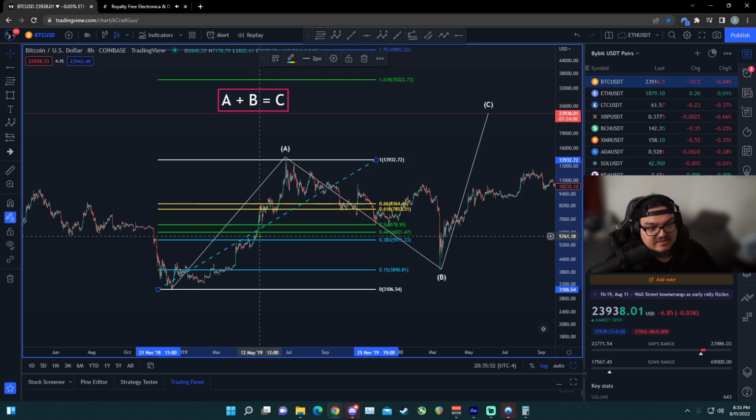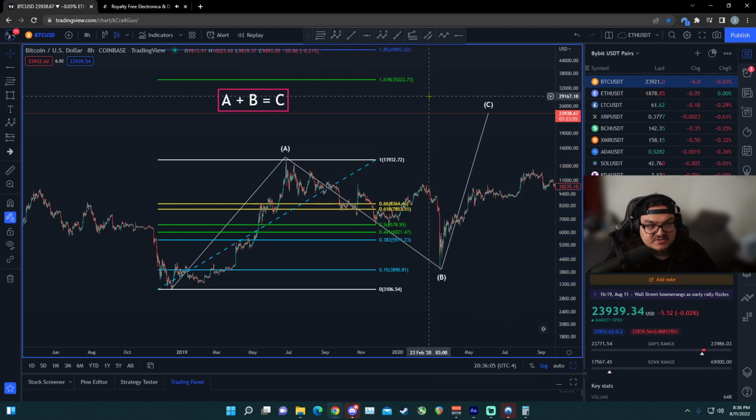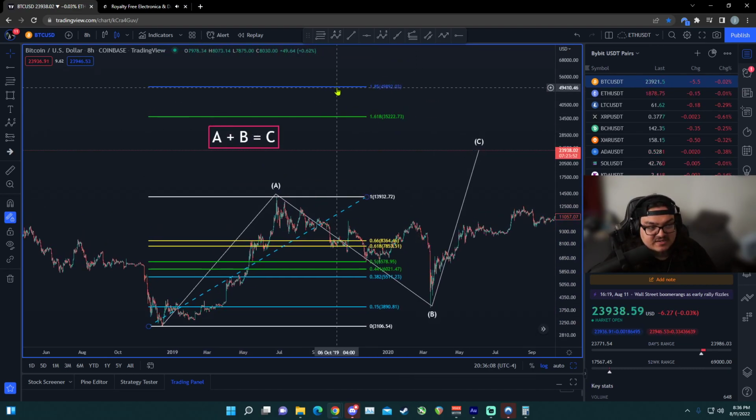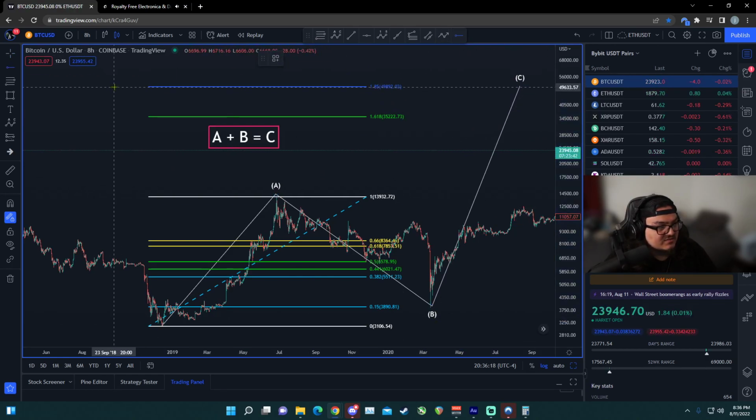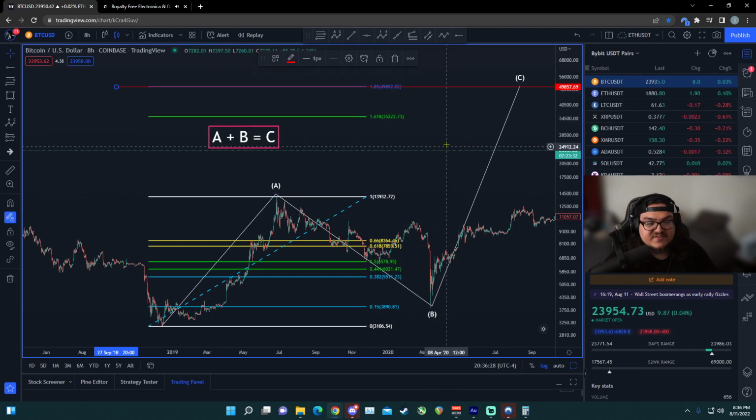So in the ABC method, the correct way to use this is that if the B wave in this case retraces to about 85% of the total trend, your target should be 185% of the previous two trends. So your target for this, if you bought, let's say you're able to get a spot buy here, your target to sell would be about 50,000.